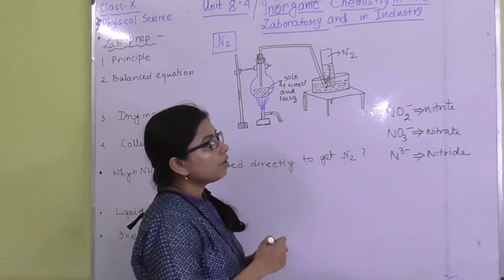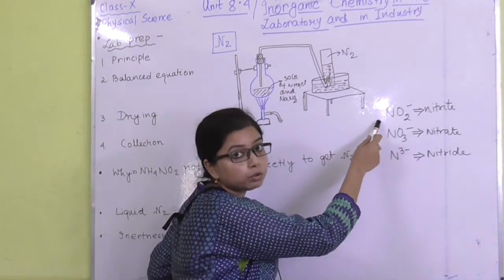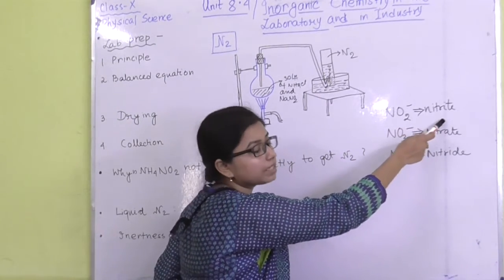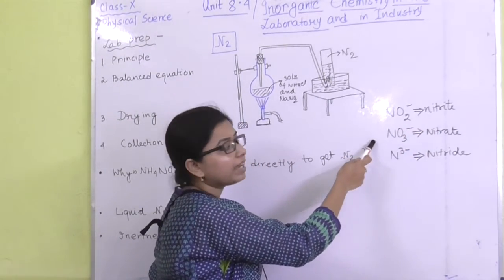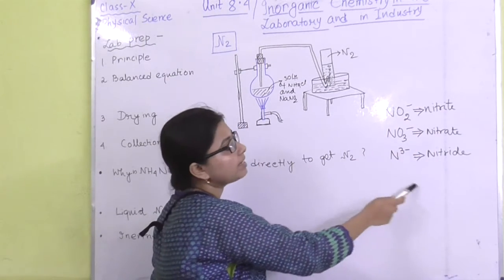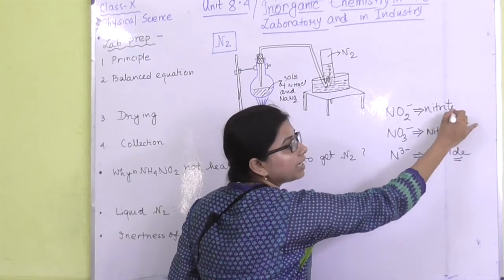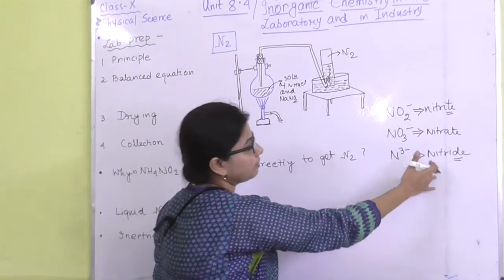So, always be careful using the terms. When you are writing NO2 minus, this is nitrite. When you are writing NO3 minus, this is nitrate. And when you are using N3 minus, this is nitride. This is D and this one is T here, nitrite, nitride.